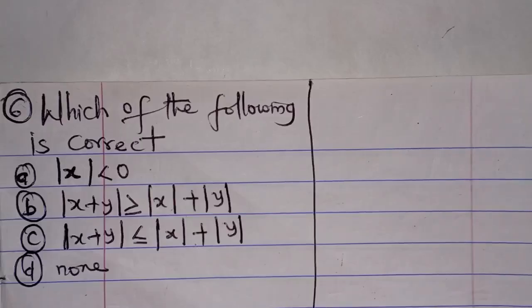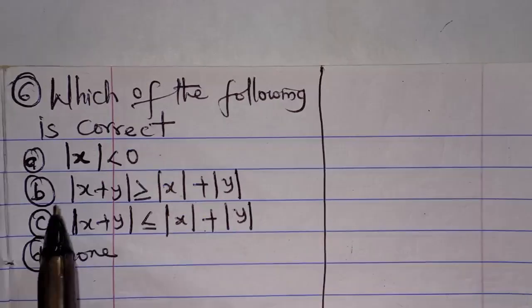Question 6. Which of the following is correct? A. The absolute value of x less than 0. B. The absolute value of x plus y greater than or equal to the absolute value of x plus the absolute value of y. C. The absolute value of x plus y less than or equal to the absolute value of x plus the absolute value of y.